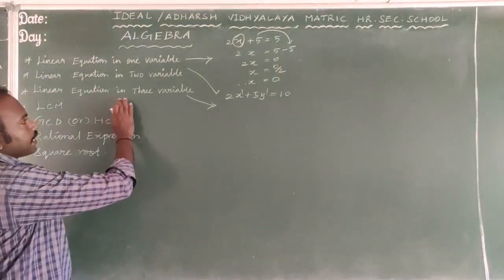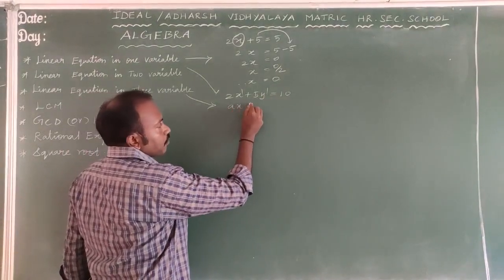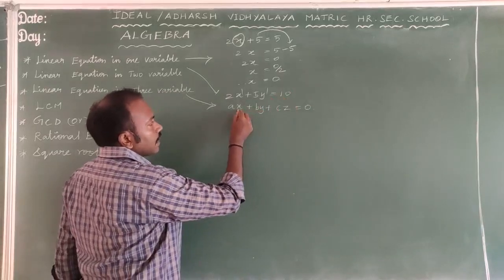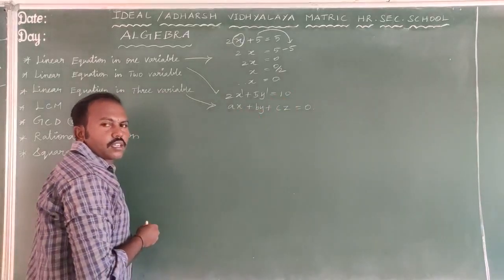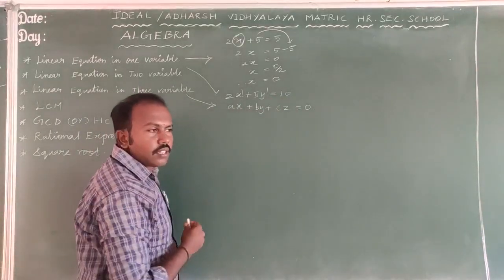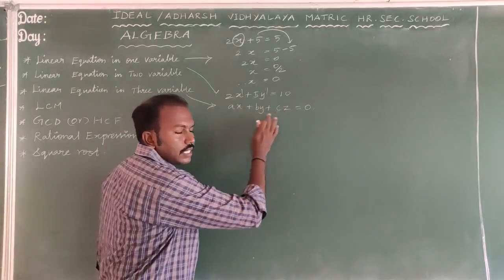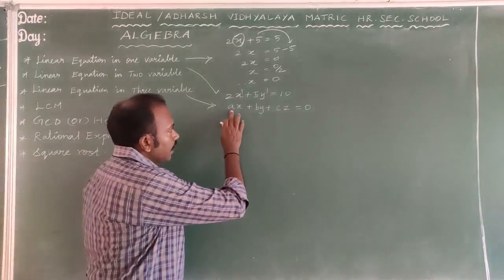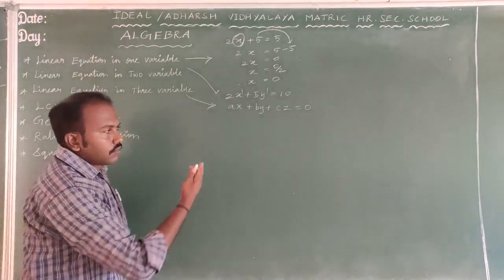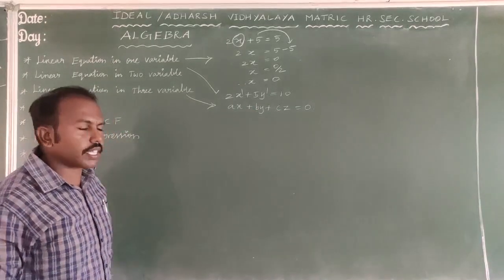Okay, next, linear equation in three variables. That is ax plus by plus cz is equal to 0. Here x, y, z are variables, and a, b and c are constant values. a, b and c are fixed numerical values. That is constant.